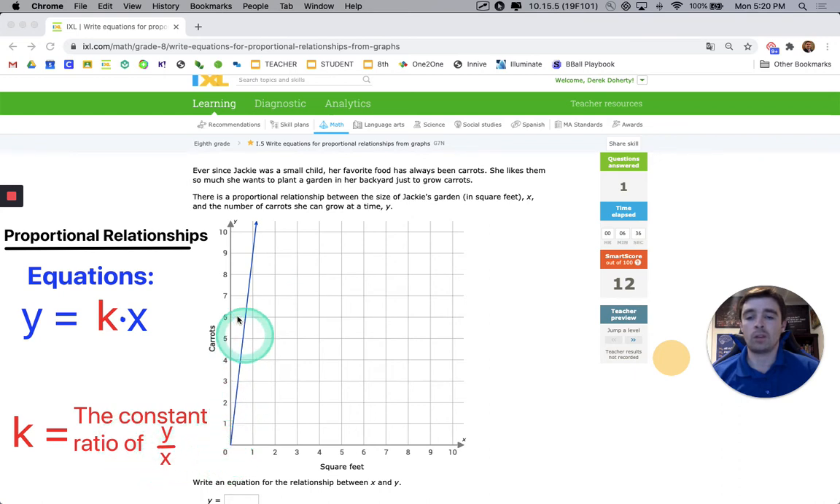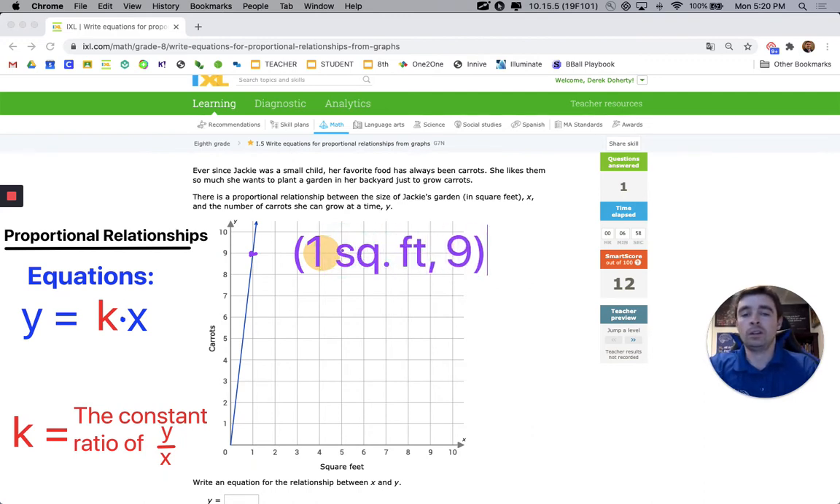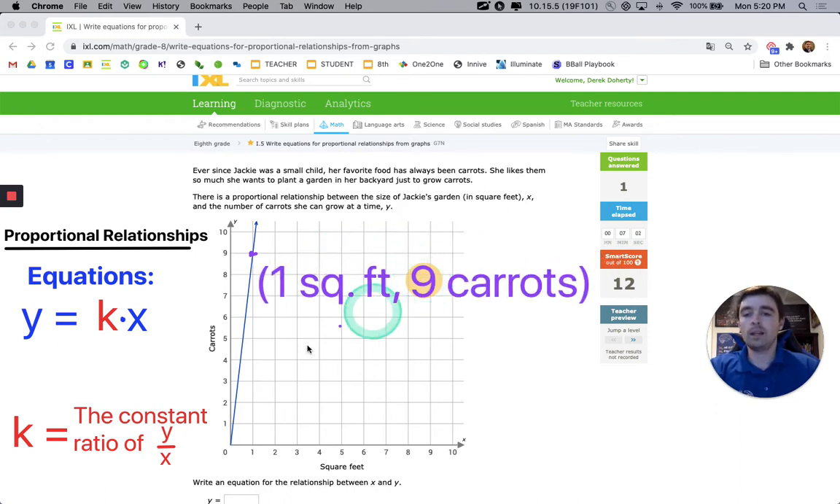So I'm going to follow this line that represents Jackie's garden, and the first data point that I see, right here where my mouse is, we're going to go ahead and put a purple dot right there. And we see that this data point has 1 for x and 9 for y. It lines up with 1 on the x-axis, 9 on the y-axis. And so at 1 square foot, she can grow 9 carrots in this garden. And because it's a straight line starting at the origin, this ratio is going to hold constant forever.